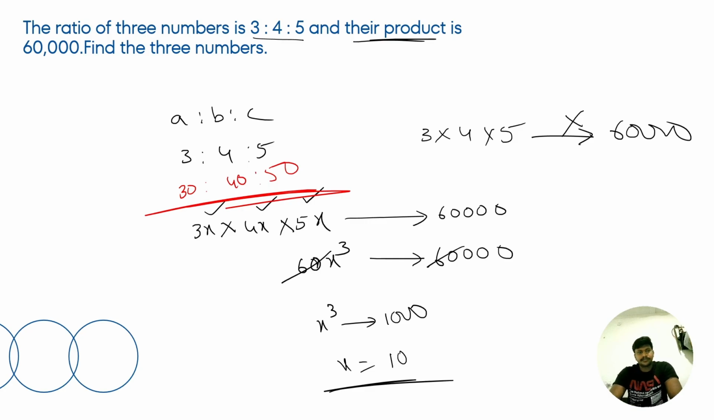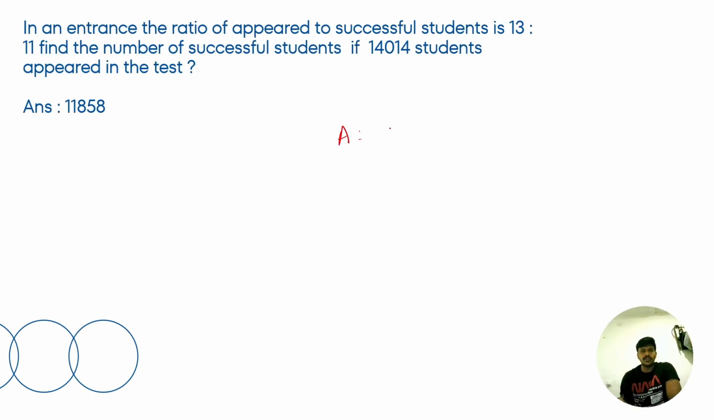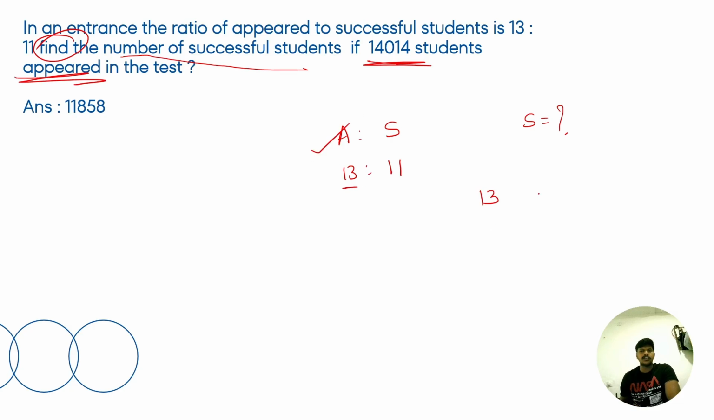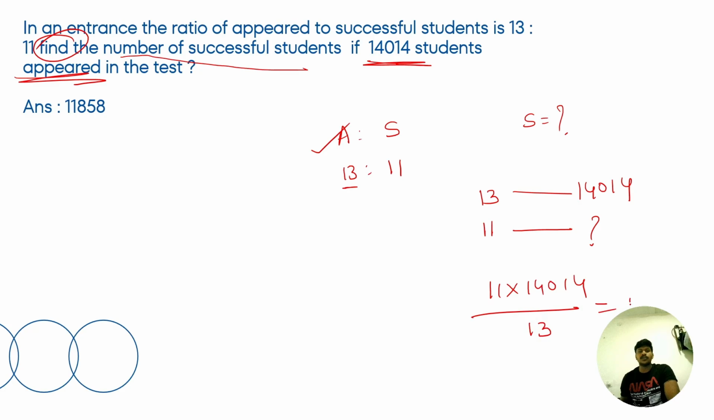Okay, let's go. The ratio of appeared to successful is 13 is to 11. And the number of successful students, you need to find that value. So successful is equal to how much? If these many students appeared in the exam, that means 13. So in our problem 13 appeared is equal to the original problem's 14014. Then our problem's successful is equal to how much in the original problem? 11 into 14014 by 13. This will give you 11858.